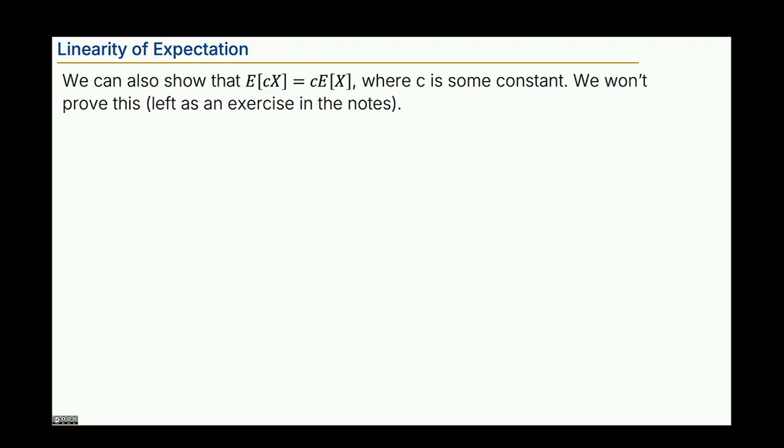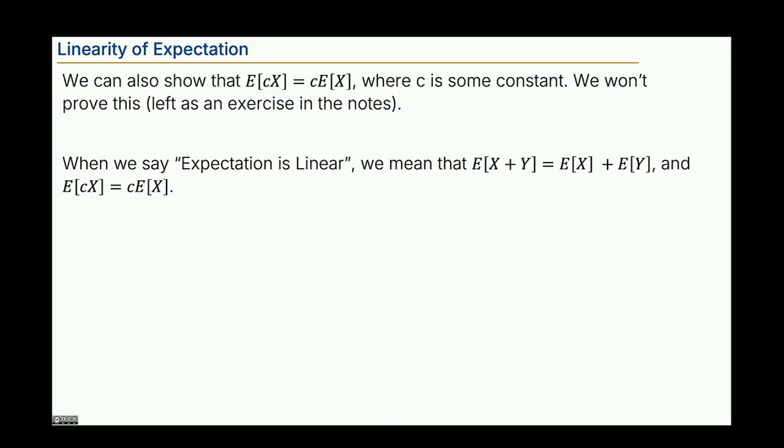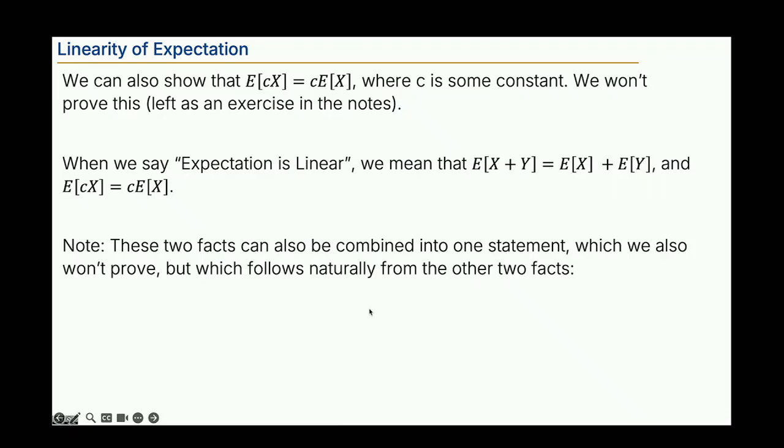We can also show another piece of the puzzle, which is that if I take a random variable and multiply it by c, where c is a scalar constant, then the expectation is c times E of X. That's an exercise in the notes, so I'll leave it that way. When we say that expectation is linear, or that we have linearity of expectation, we're saying these 2 properties are true: that we can sum the expectations of 2 random variables to form the expectation of their sum, and also that we can scale up a sum. You can also combine these into a single statement, which is that the expectation of a scaled sum of 2 random variables is a times E of X plus b times E of Y. I'm not going to say much about that.